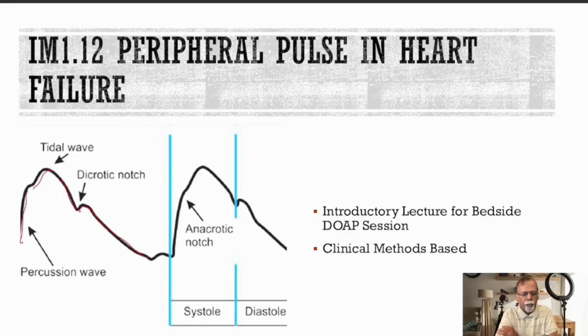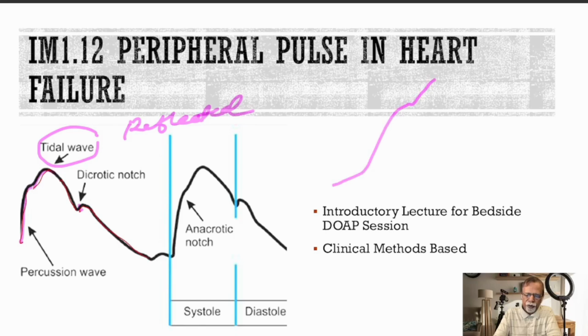Let us just see the shape of the pulse. The pulse has a percussion wave due to the ejection of blood, followed by a small bump on the ascending limb. This is the tidal wave. Tidal wave is due to the reflected waves from the periphery. Then there is a dicrotic notch and a dicrotic wave. So you should be able to draw the pulse. This is the percussion wave, this is the tidal wave, followed by the dicrotic notch and dicrotic wave.